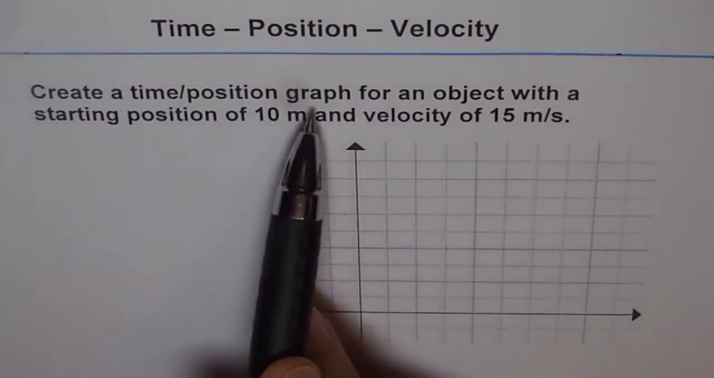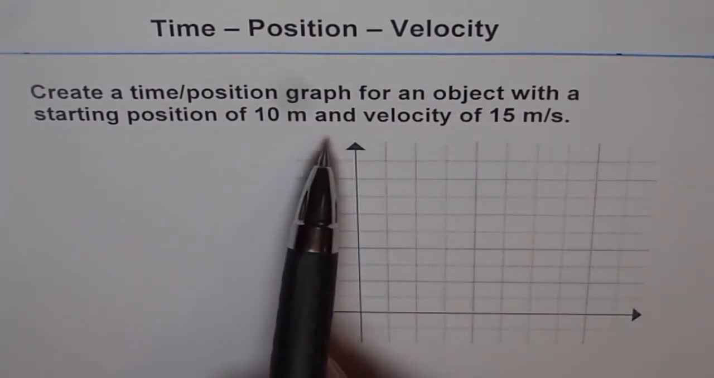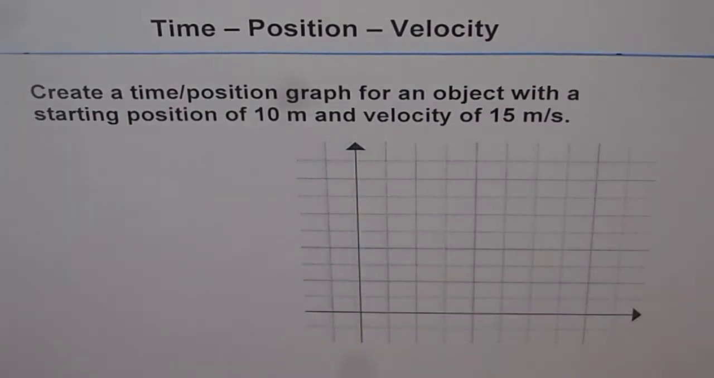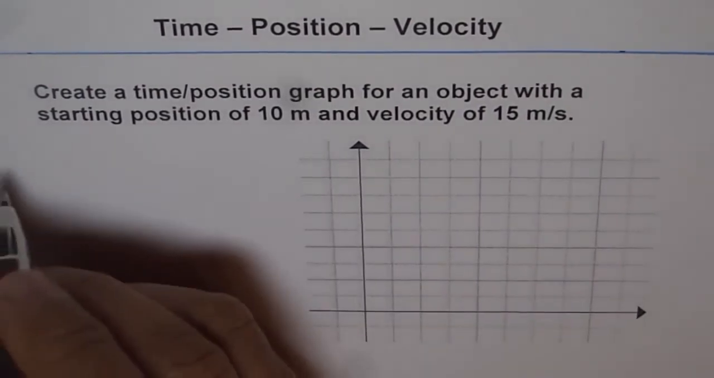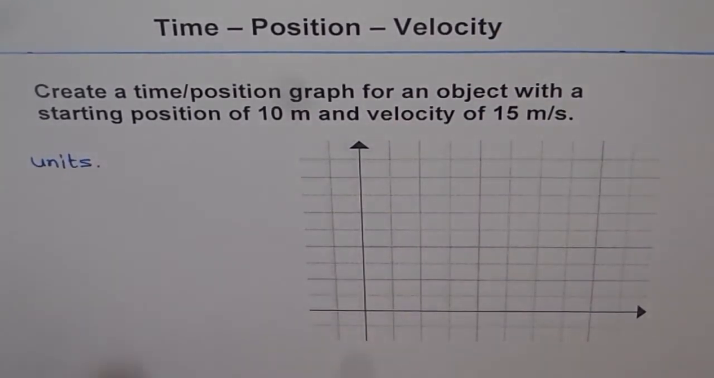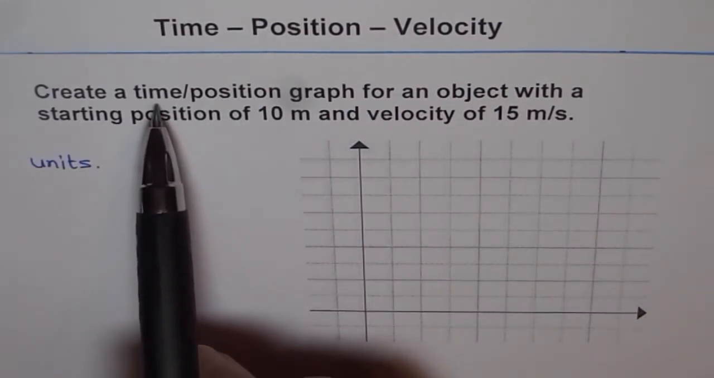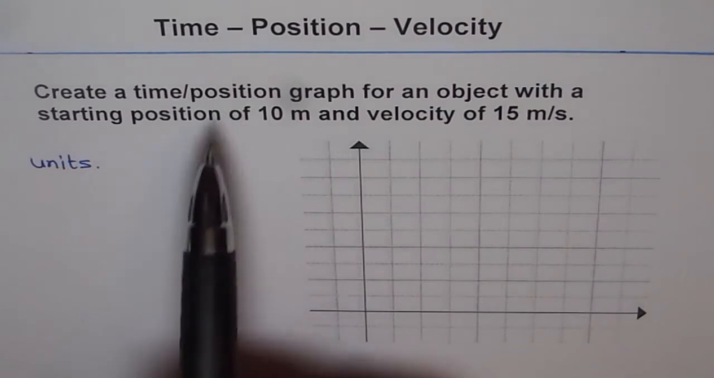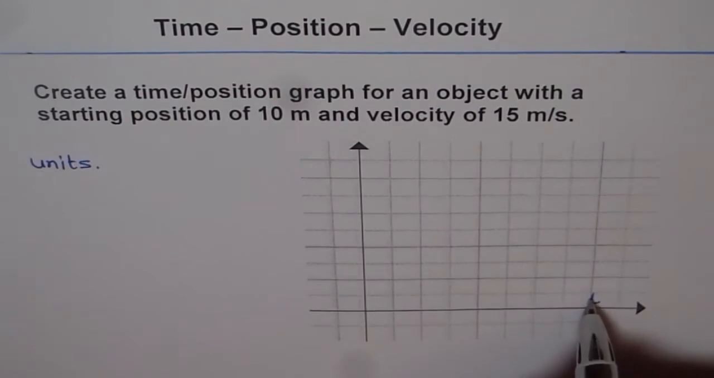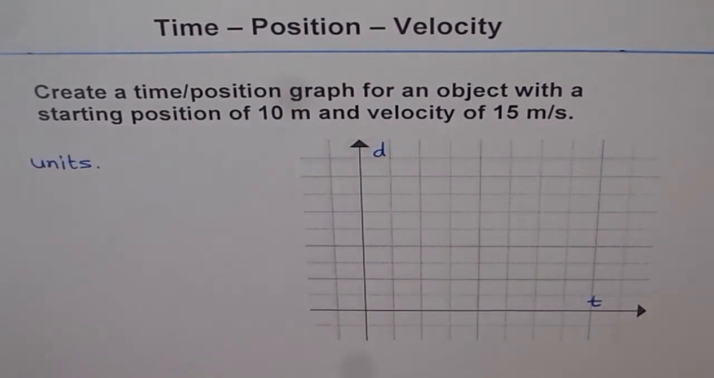Create a time position graph for an object with a starting position of 10 meters and velocity of 15 meters per second. Important things to consider are units. First thing we should look into is units. Two things are concerned. First is time position. That means the independent variable is time, and position, that means distance, is our dependent variable. So let's write t along the horizontal axis and d along the vertical axis.